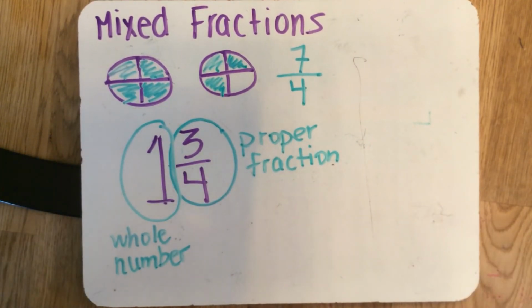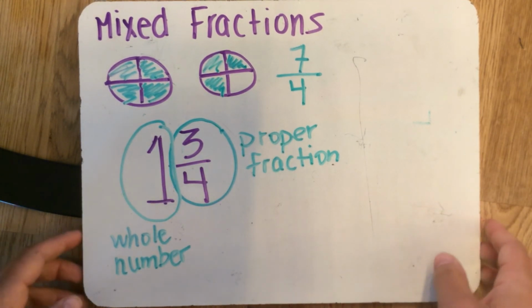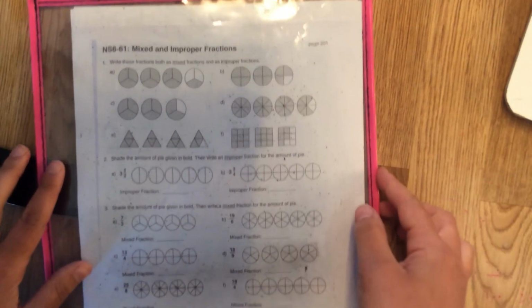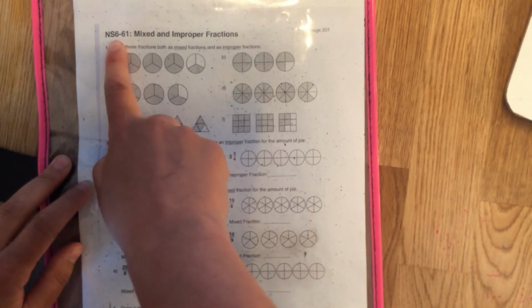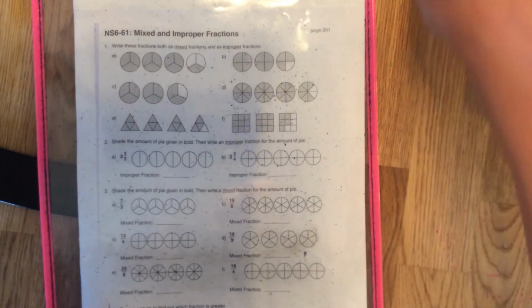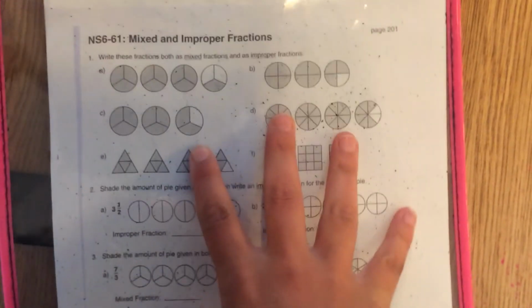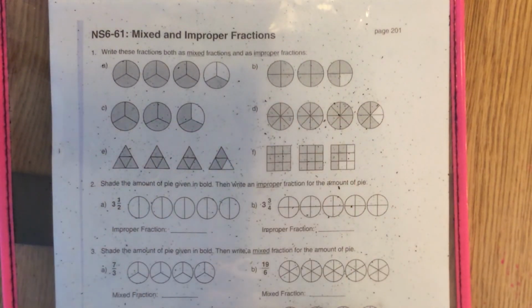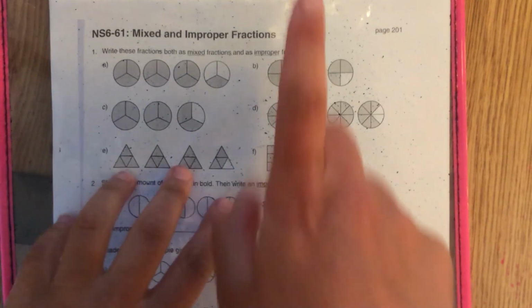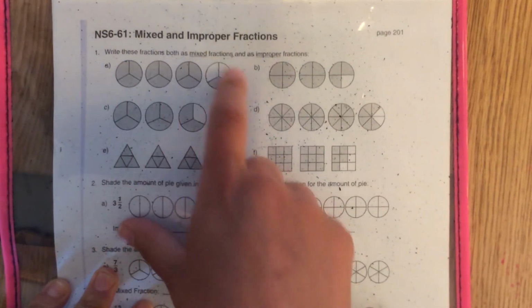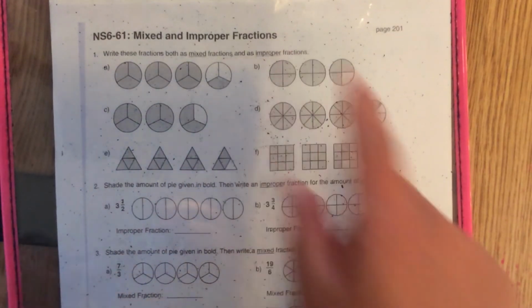Some of you are already instinctively doing this with your improper fractions. I'm going to give you a couple examples from our worksheet before I set you off by yourself. Okay, so the first assignment you have today is this NS 6-61 mixed and improper fractions. And it's pretty straightforward, but let's do a couple examples together first. So let's look at number 1b. It says, write these fractions as both mixed fractions and improper fractions. Okay.